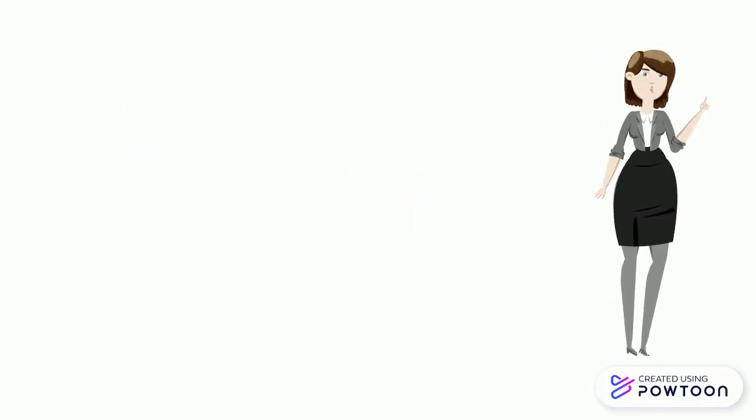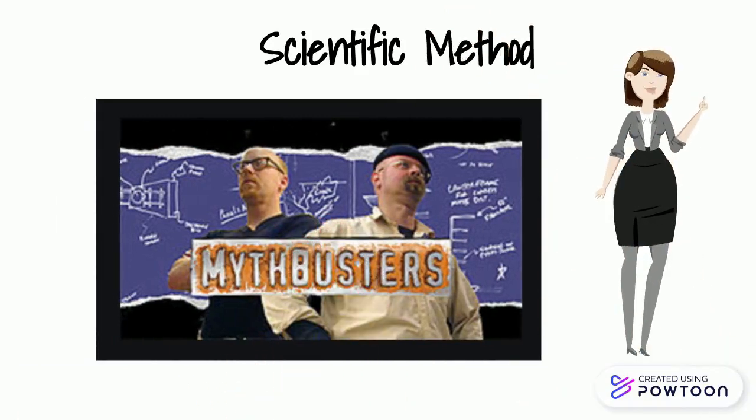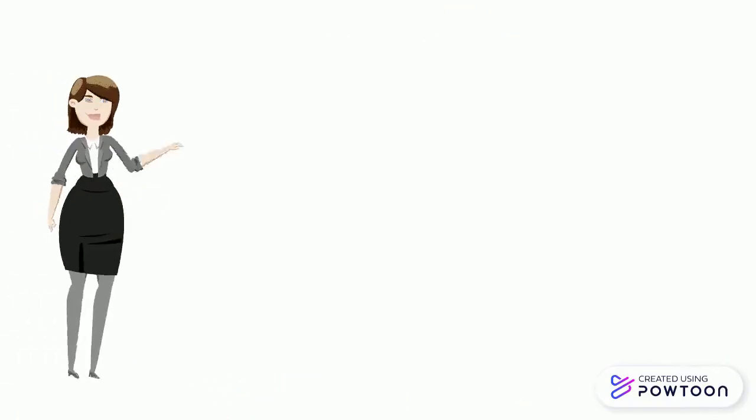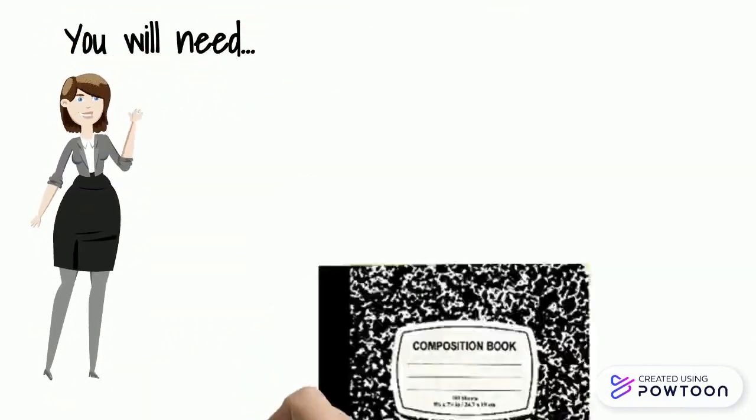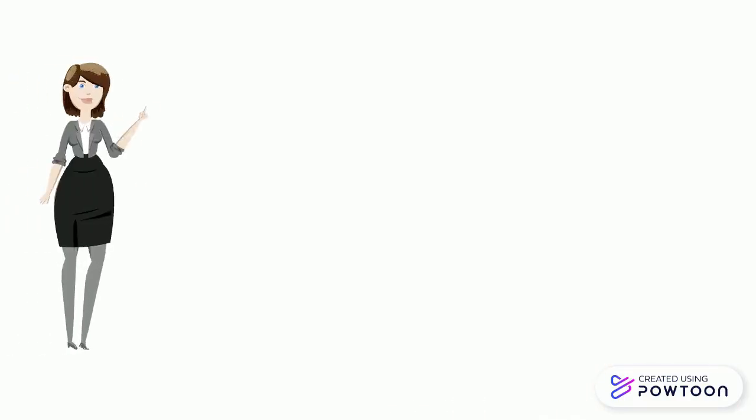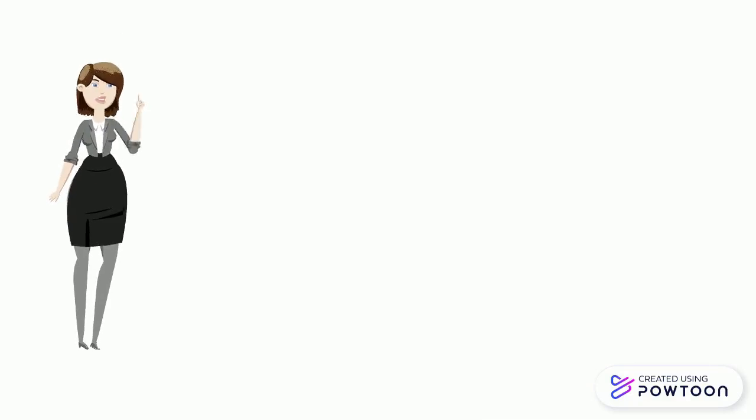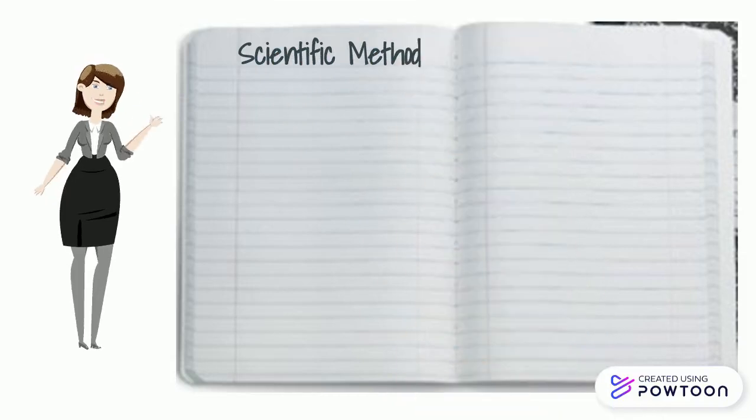Hi, sixth graders. Today we will be looking at the scientific method through the eyes of a mythbuster. We will be taking notes first, so you will need your scientific notebook and a pencil. You will open your notebook after your curiosity observations, and you will label the top of the page scientific method.